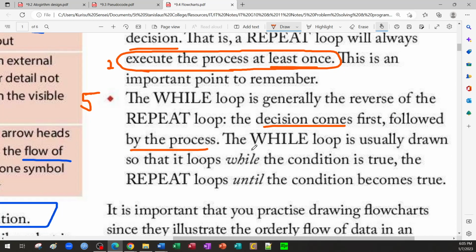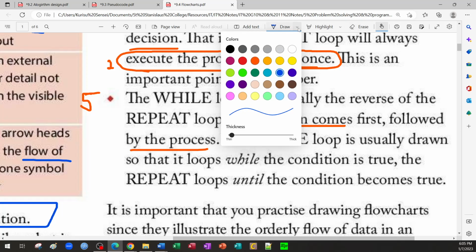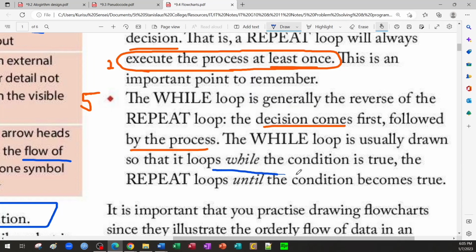And what does that mean? The while loop is usually drawn so that it loops while the condition is true. So this is the other difference here actually that we would have considered. So they actually summarize the differences here. The while loop loops while the condition is true, whereas the repeat loop loops until the condition becomes true. Those differences are very important to remember.